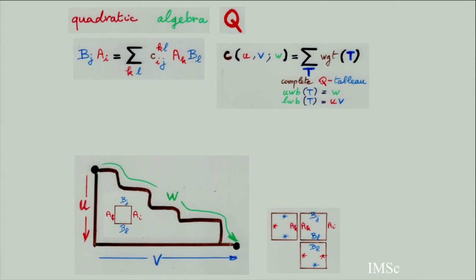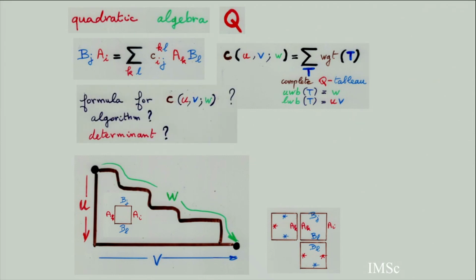Okay, so I'll finish with some comments and an open question. So you have a quadratic algebra. You have this coefficient C of U, V, W, which means you are filling a rectangle with some plaquettes with some color on the 4 edges, and the plaquettes are such that the colors are compatible. This is a definition of a complete Q tableau.